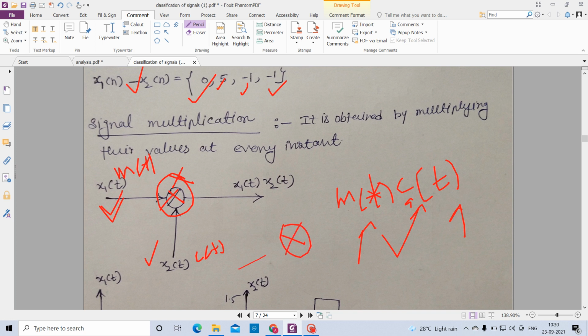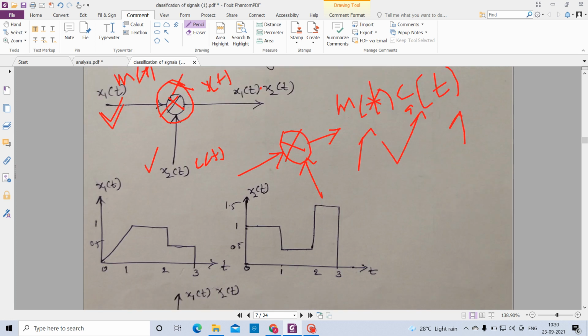We are applying two input signals, one is x1 of t and another one is x2 of t, and we get an output, which we call the response. So y of t is equal to x1 of t into x2 of t. We will see one example of how to do signal multiplication.